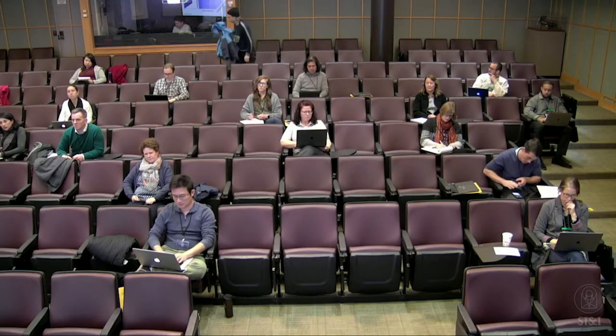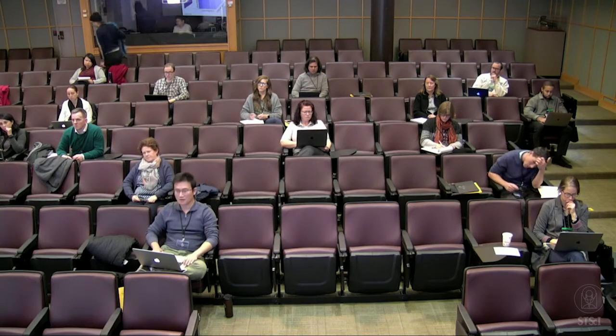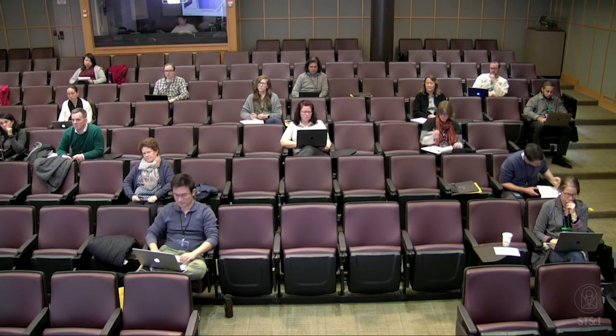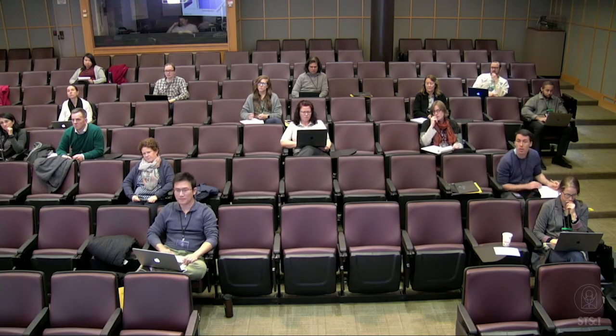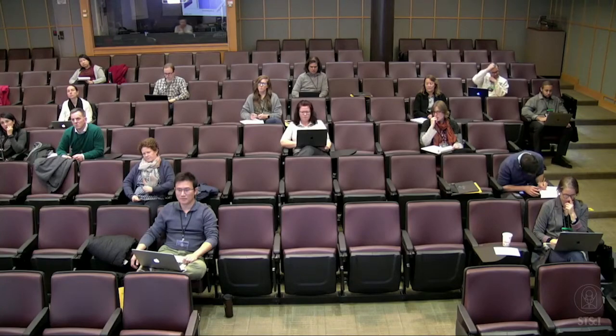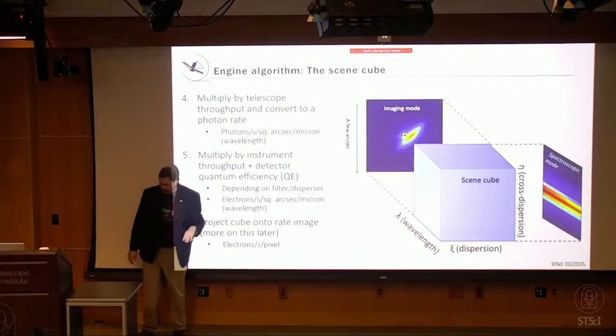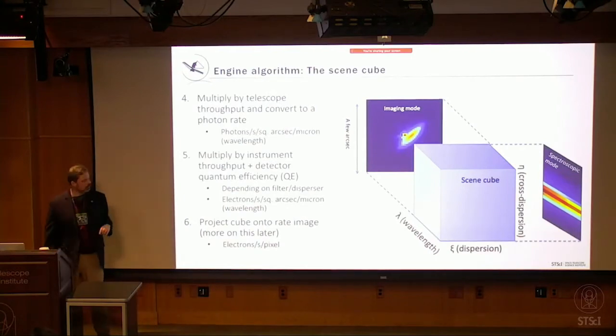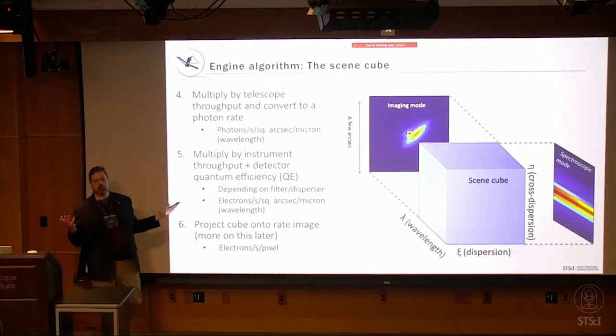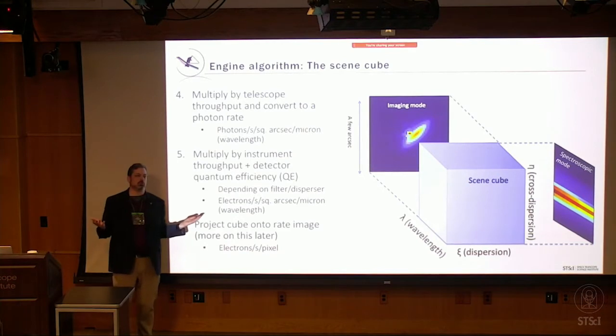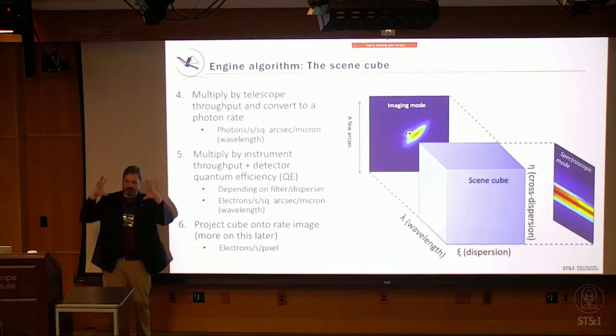All right, so next step here is that we have to calculate the throughput. So you multiply by the telescope throughput, and in doing that, you can convert to a photon rate. So instead of having a surface brightness, Janskys per square arc second, we now have a number of photons per square arc second per wavelength per micron. And the reason we know this now is we know the collecting area of the telescope is about 25 square meters. And so that allows you to actually count how many photons get captured by that bucket.